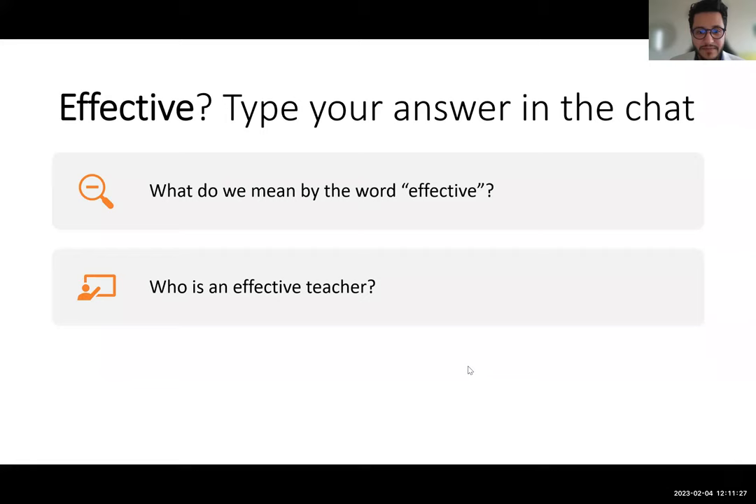Lots of answers still coming. I know the first and the second question might be similar in a way. Some of you have already started defining an effective teacher directly. Good. The one who meets the lesson outcomes. Wow. The answers come up so quickly. I can't even read, but it's good.